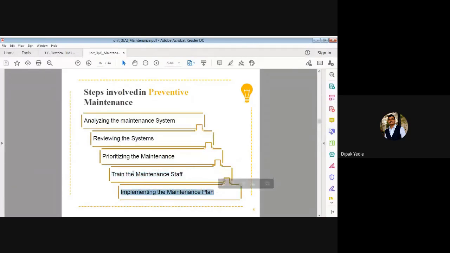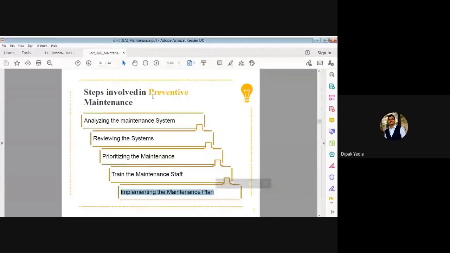The plan in which we have set the priorities, we now have to implement. So these are the steps involved in preventive maintenance. What are the steps? First we have to analyze. First we have to look, then we have to take a review of what we saw. We have to make the priorities depending on the maintenance, where maintenance should be done first. Then we have to train our staff, and then we have to implement the maintenance plan. So this is for preventive maintenance.